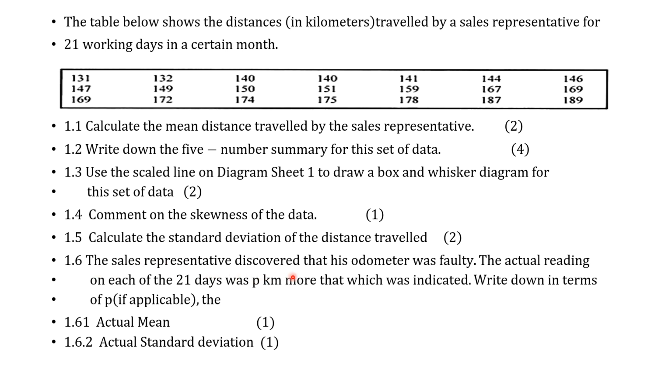1.6, the sales rep discovered that his odometer was faulty. The actual reading on each of the 21 days was p kilometers more than which was indicated. Write down in terms of p, if applicable, the actual mean. So what does that error do to the actual mean and the actual standard deviation, right?